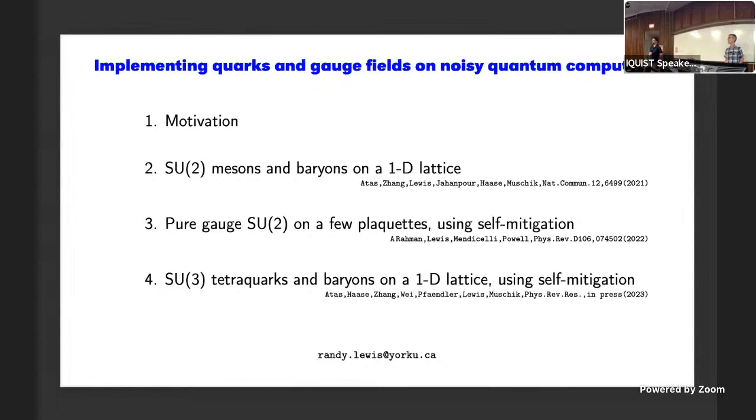Only the very first steps have been taken, but it shows a lot of promise, and we're pretty excited in the high energy group about the possibilities that this might offer. So today, Randy's going to tell us about some of his work on this, implementing quarks and gauge fields on noisy quantum computers. Thanks.